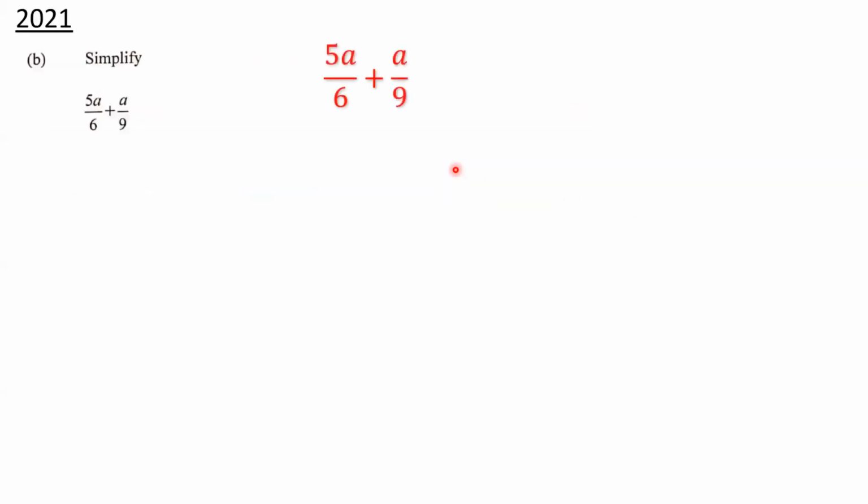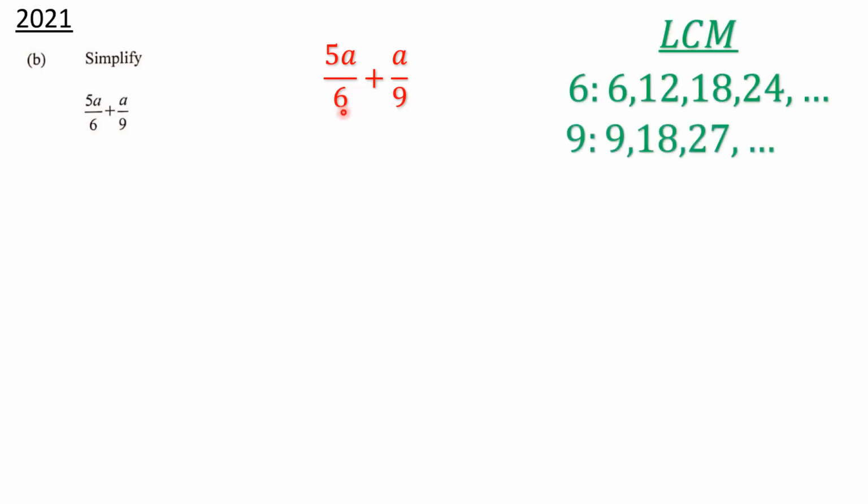Here we have 5a all over 6 plus a over 9. In order to add these two fractions, we need to find the LCM of 6 and 9. So we have to make the denominators the same. We cannot add them because the denominators are not the same. So we have to make the denominators the same first, then we can add them.